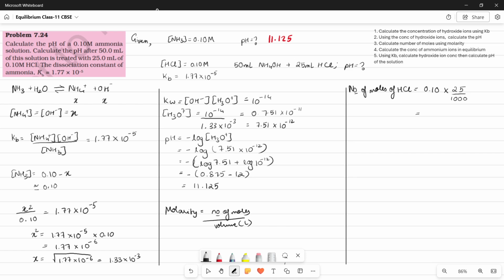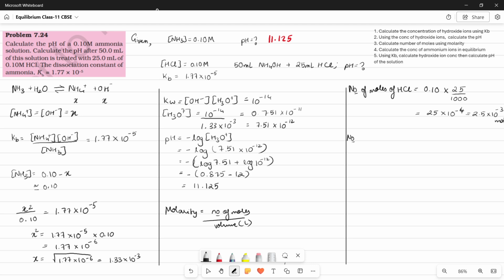Since it's in the denominator, it will become 10 to the power minus 3. So it will be 25 into 10 to the power minus 4, or we can just say 2.5 into 10 to the power minus 3 moles. Okay, so that's the number of moles of HCl.